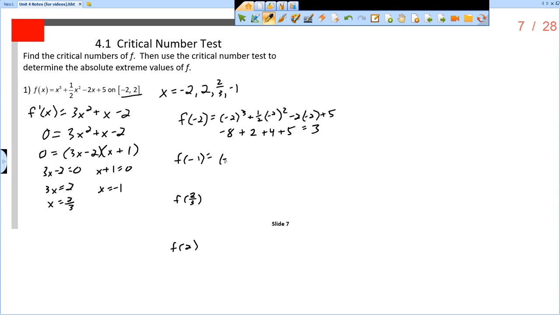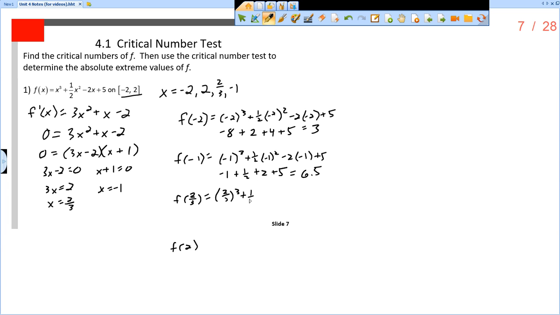All right, next, -1. All right, -1 cubed plus half of -1 squared minus 2 times -1 plus 5. All right, -1 cubed is -1 plus half of -1 squared. That would be plus 1 half plus 2 plus 5. All right, so -1 plus a half, that'd be -1 half plus 2 is positive 1 1/2 plus 5 is 6 1/2. All right, then f of 2/3.